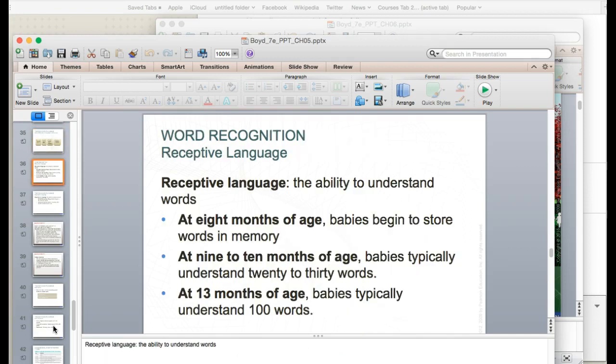So receptive language is the ability to understand words. At 8 months of age, babies should begin to store words in memory. At 9 to 10 months of age, babies typically understand 20 to 30 words. And at 13 months of age, babies typically understand 100 words. So just thinking in terms of if you have any babies or if in the future you want babies, think about their memory and the capacity of receptive language they are able to understand at these specific ages.